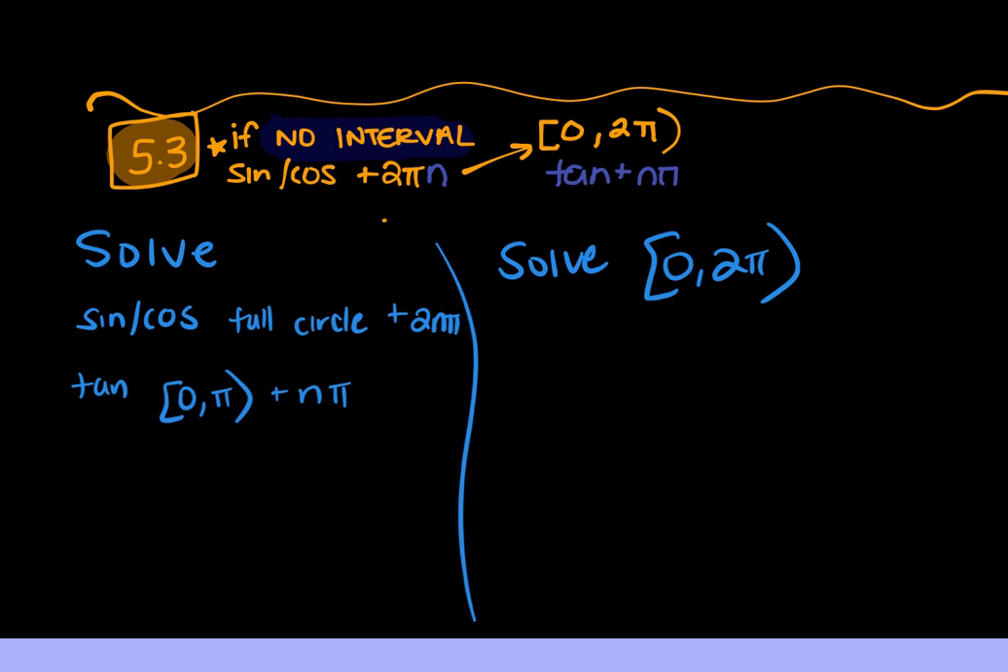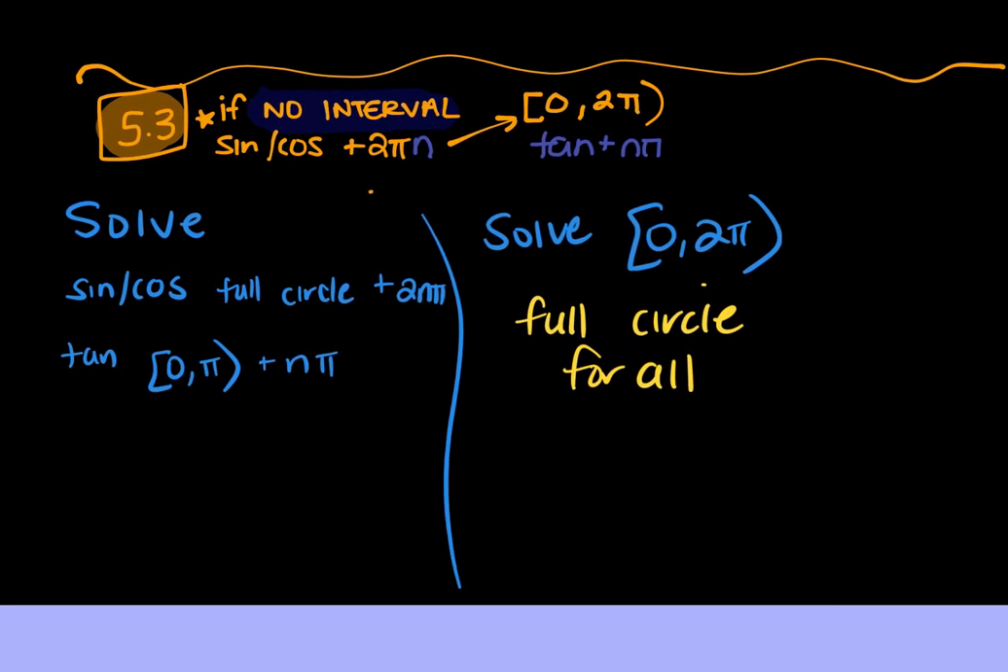If it says solve on the interval of 0 to 2 pi, you use the full circle for all of it. You don't add on the interval. And again, the exception to that is the multiple angle one, which I'll get to in a second. Those we include 0, but we don't include 2 pi. Correct, not because it's wrong, but because it's a repeated answer.